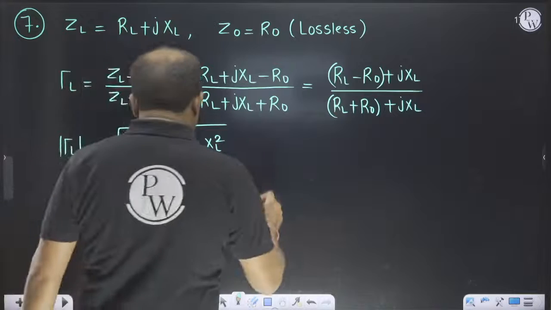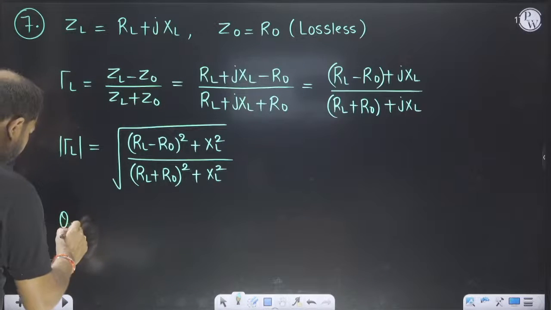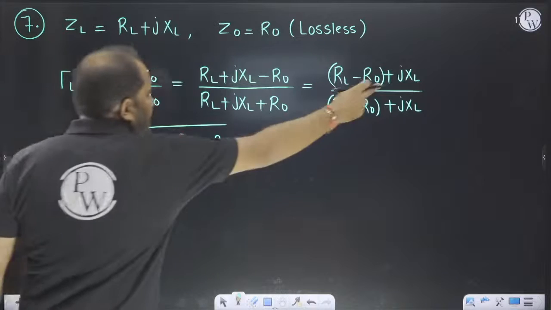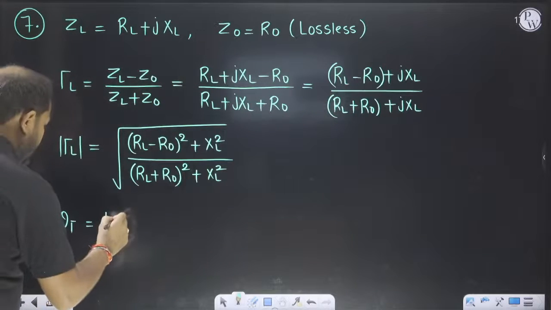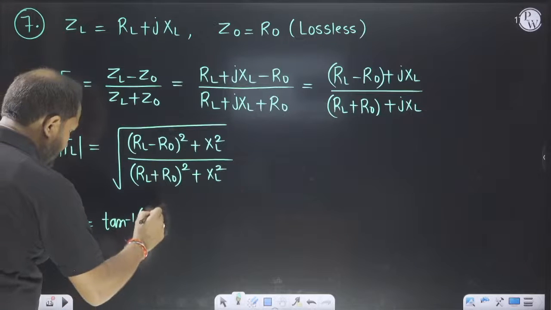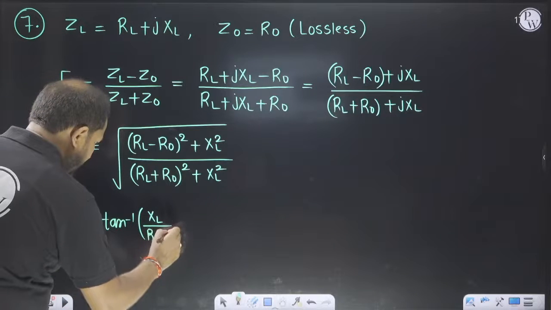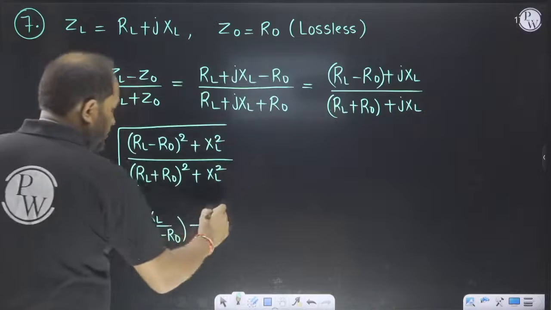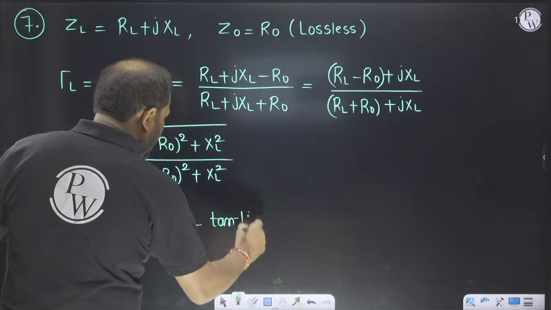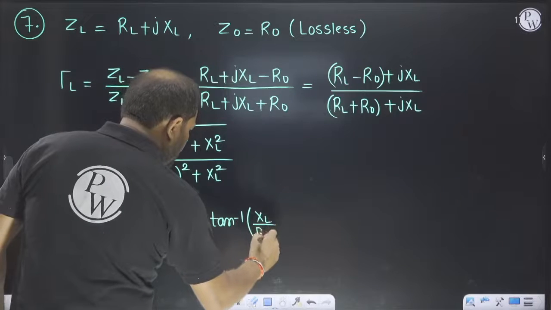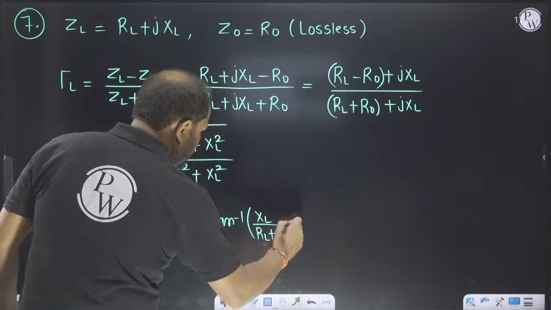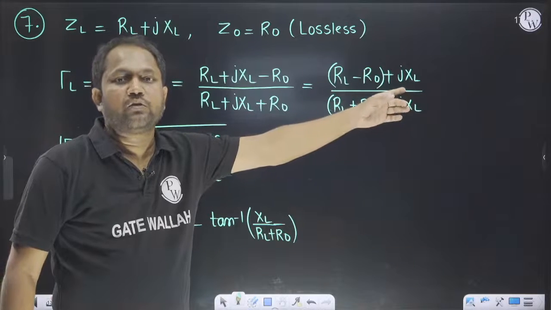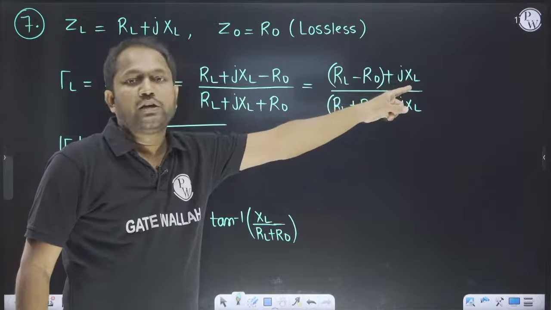Then we have theta gamma. It is very important. Theta gamma is tan inverse of imaginary upon real, XL upon RL minus R0, and if it is negative, then we have imaginary upon real. You know what we do in complex for angle calculation. In angle or argument calculation in complex, you take imaginary upon real.